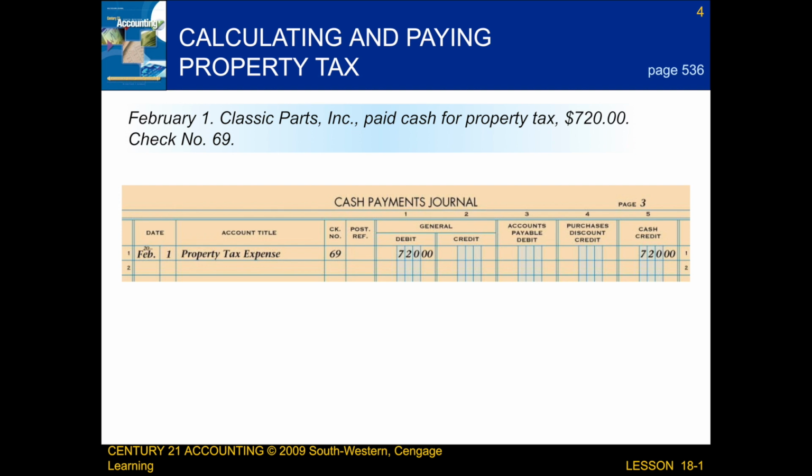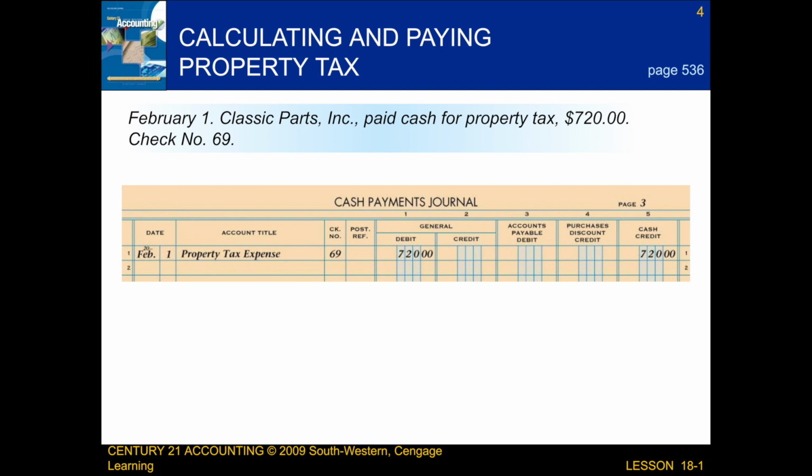First, we write the date, which is February 1st, in the date column. Next, we write the account title, which is property tax expense, in the account title column. After that, we write the check number, which is 69, in the check number column.